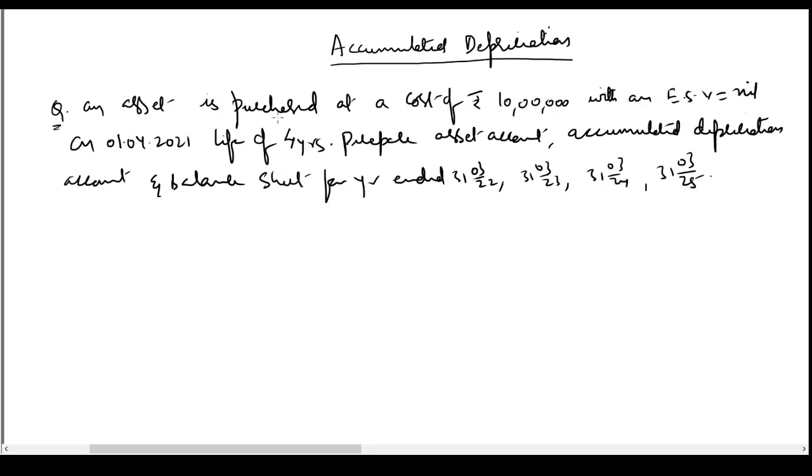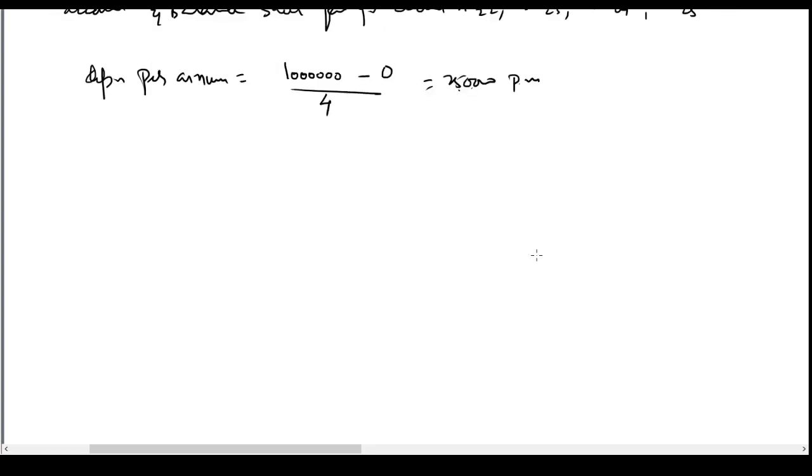Now here, the asset is purchased at a cost of 10 lakh, estimated scrap value is nil, and life is 4 years. So the annual depreciation would be 10 lakh minus nil by 4 years. So depreciation per year would be original cost of the asset 10 lakhs minus estimated scrap value nil divided by life 4 years, 2,50,000 rupees per year. So now how to do accounting for this?